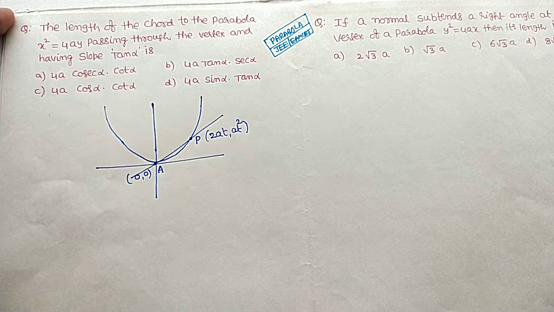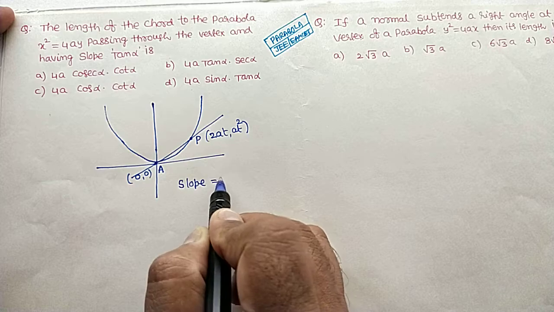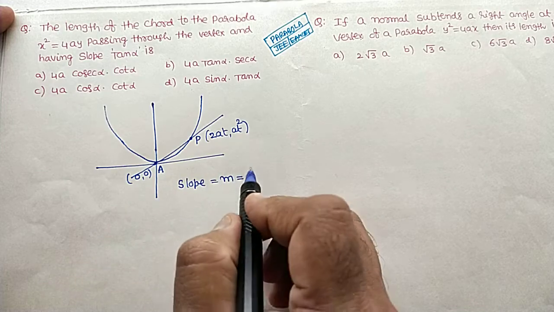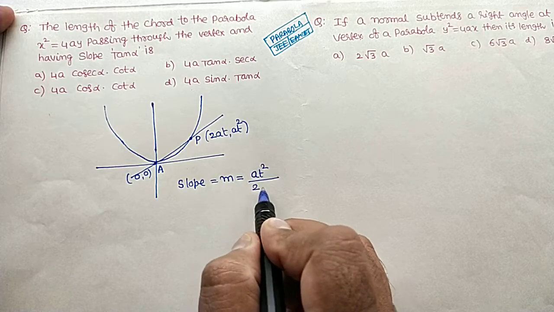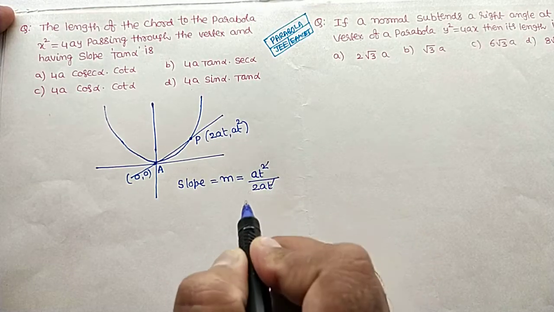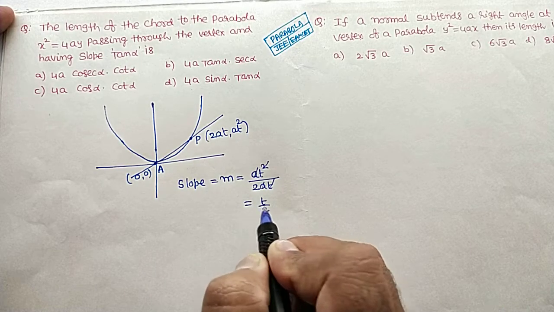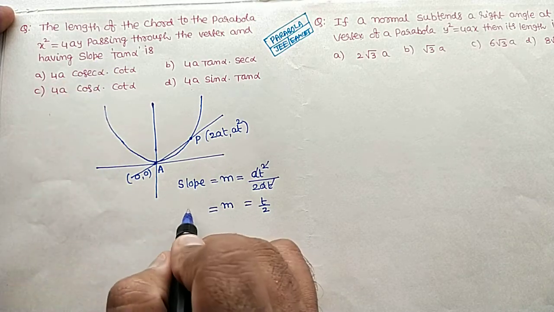After that, the slope of this chord is tan alpha, they said. So slope equal to... slope is denoted by m only, no? When 2 points are there, how to calculate the slope? Difference of y coordinates by difference of x coordinates. So now at square minus 0, so at square, divided by 2at minus 0, so 2at. So t gets cancelled, a gets cancelled. So we will get t by 2, which is equal to m. m is also given as tan alpha.